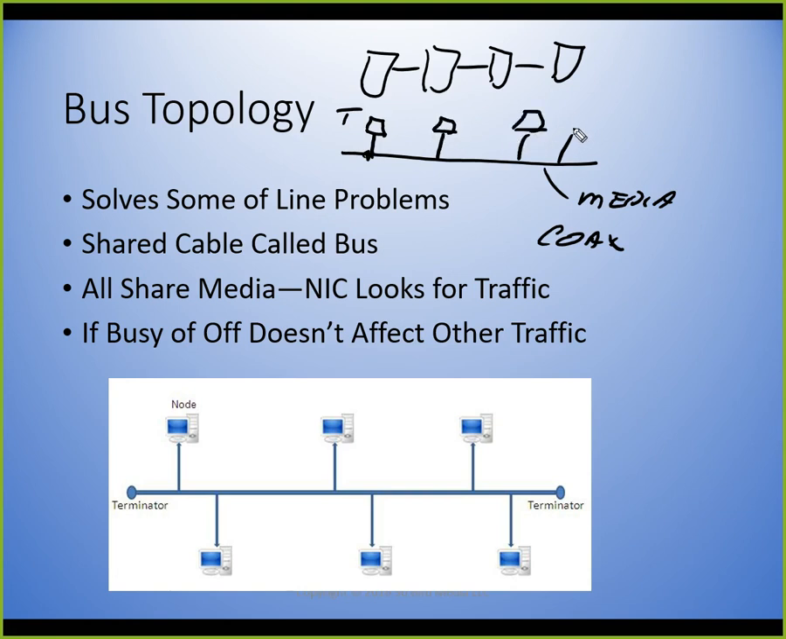When we do this, you'll notice that if this guy wants to send something, everybody can hear it. And that's one of the characteristics of a bus. Good, bad, or indifferent, it's just one of the characteristics. A shared cable called a bus, all share the same media, and the NIC looks for the traffic. That sounds really strange, doesn't it? The NIC looks for the traffic to it. To it, and it's going to use a special address, called a physical address, which is going to be unique. And again, we're going to revisit these things.